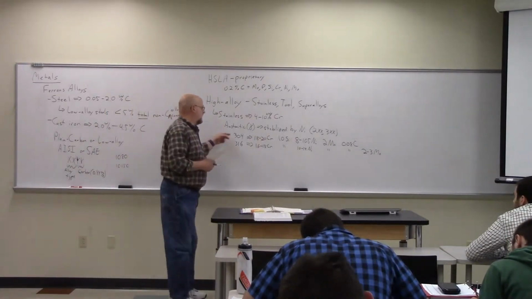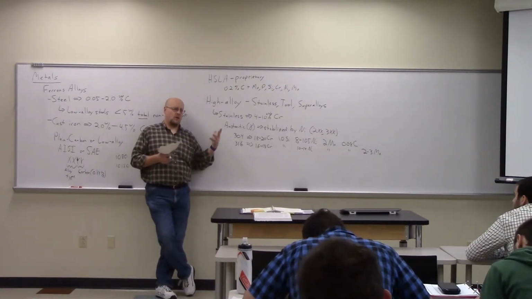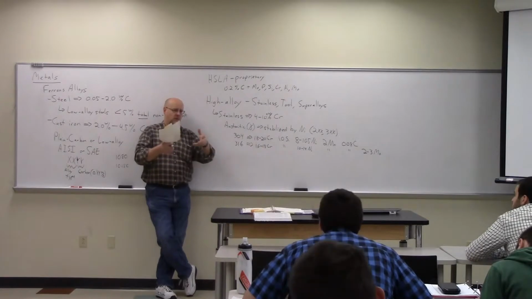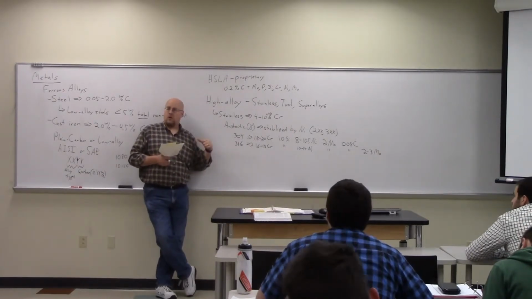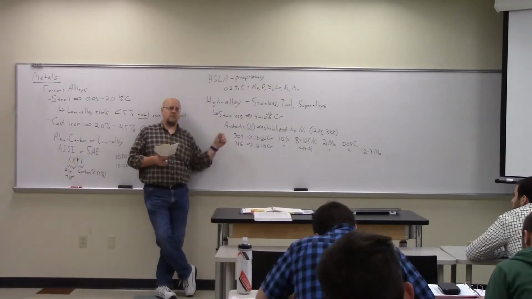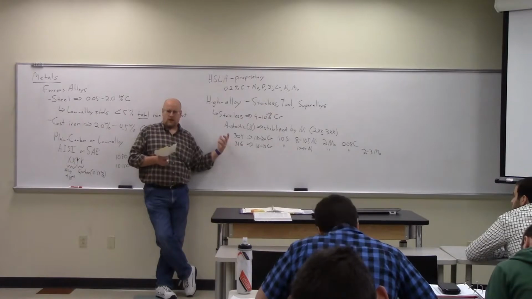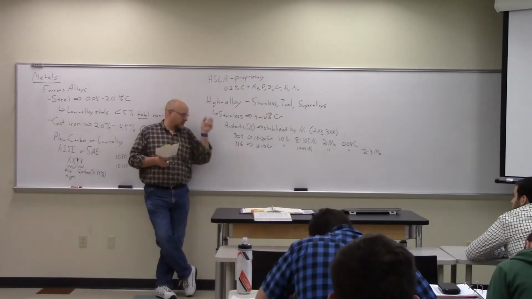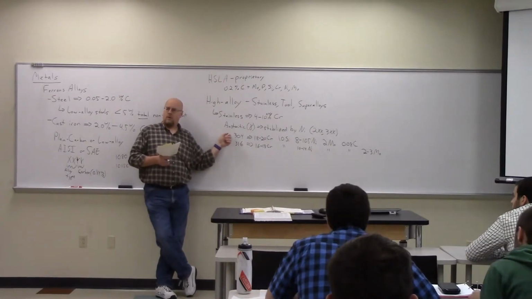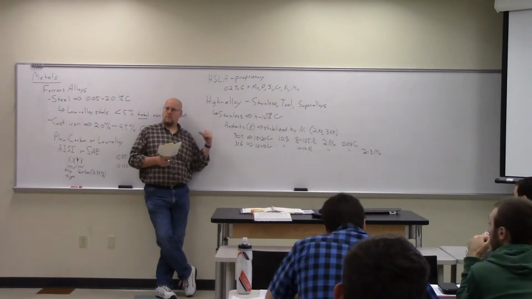So 304 stainless is something you might just see in some kind of a tool, some kind of a piece of equipment. 316 is something you're more likely to see in a prosthetic device. And so the FDA approves 316 stainless, but not 304 for implanting in the body. Just a way it reacts with.